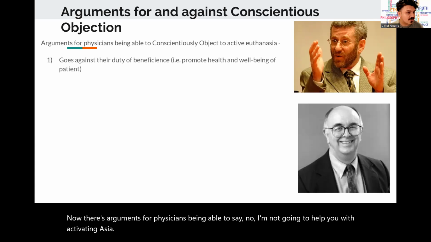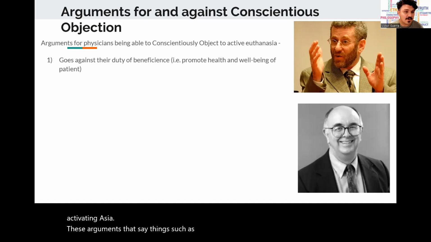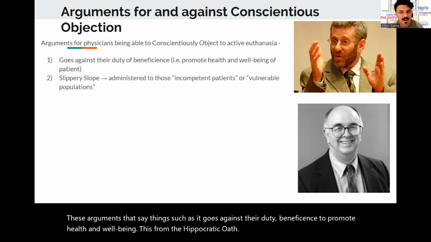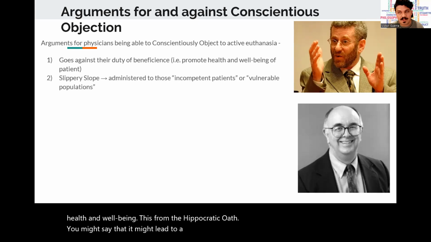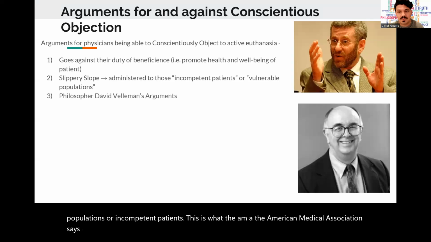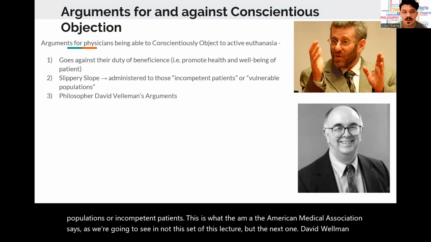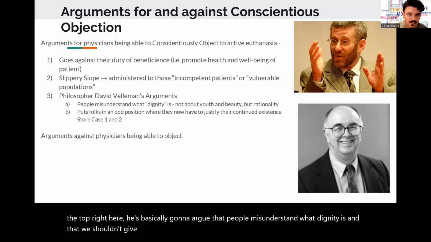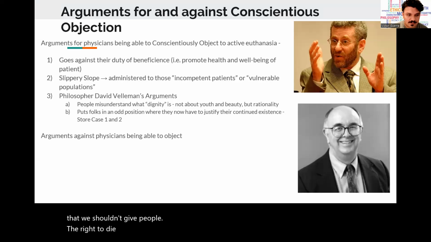Now, there are arguments for physicians being able to say, no, I'm not going to help you with active euthanasia. These arguments say things such as it goes against their duty of beneficence to promote health and well-being. This is from the Hippocratic Oath. You might say that it might lead to a slippery slope where it hurts vulnerable populations or incompetent patients. This is what the AMA, the American Medical Association, says. And as we're going to see in the next lecture, David Velleman, on the top right here, is basically going to argue that people misunderstand what dignity is and that we shouldn't give people the right to die in medical settings.